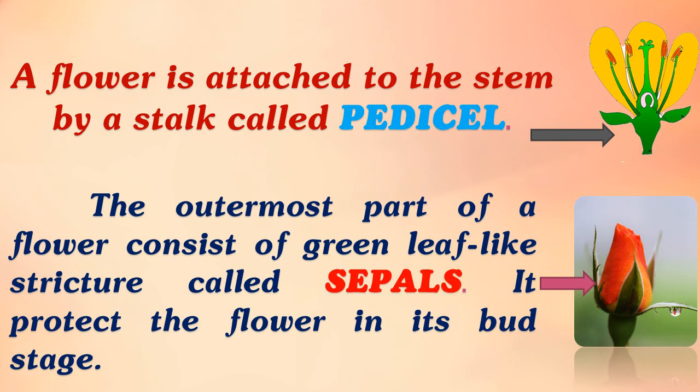Second is our sepal. The outermost part of a flower consists of a green-like structure called the sepal. It protects the flower in its bud stage. In the rose flower, you can see which one is the sepal. This sepal is not only present in the rose flower, but it is present in all types of flowering plants. The green-like structure, which is initially present in the bud, is called our sepal.